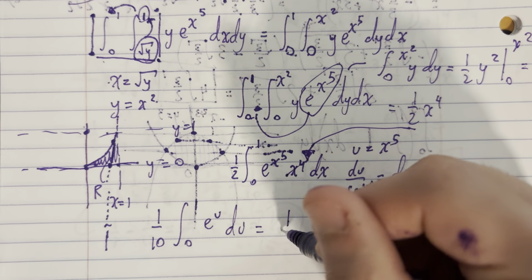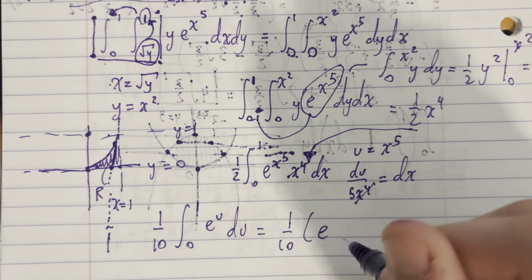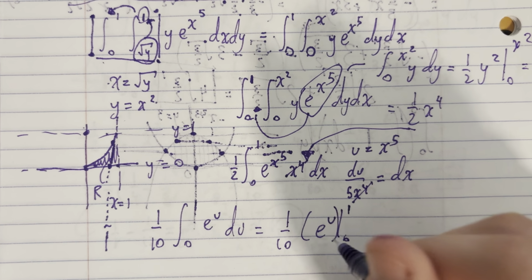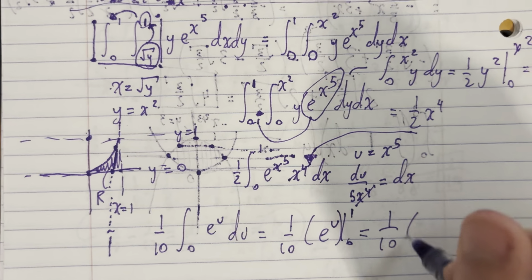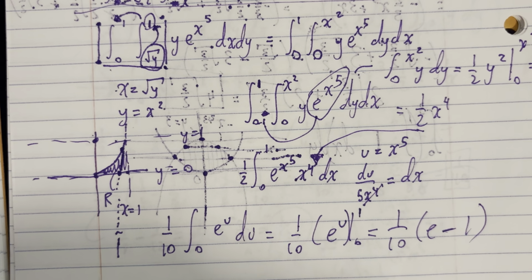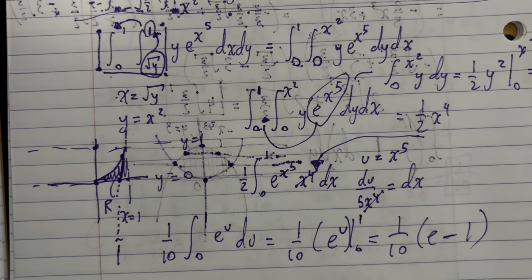Okay, so you got 1 over 10 times e to the u from 0 to 1, which is 1 over 10 times e minus 1. So that's option choice D.